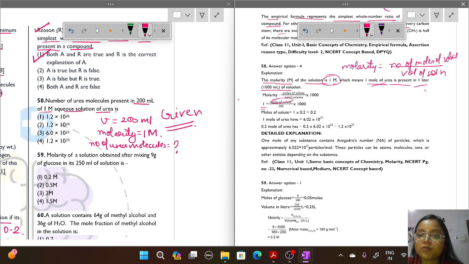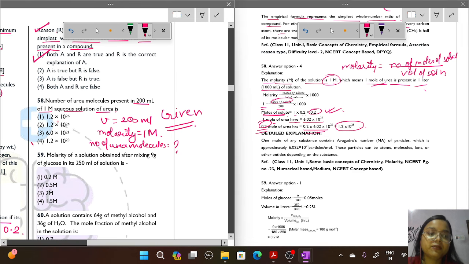and the number of moles of solute we don't know, we have to find out. Volume is given as 200 ml. So what will be the moles of solute? It will be 1 into 0.2, which is 0.2. So 1 mole of urea has 6.022 into 10 to the power 23 molecules. So how many molecules of urea are there in 0.2 moles? We just multiply it, which comes out to be 1.2 into 10 to the power 23. Okay, option number 4, 1.2 into 10 to the power 23, will be the correct option.